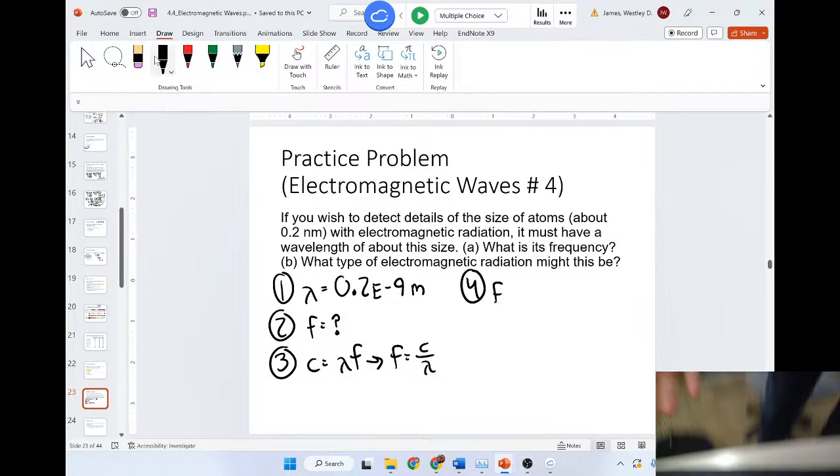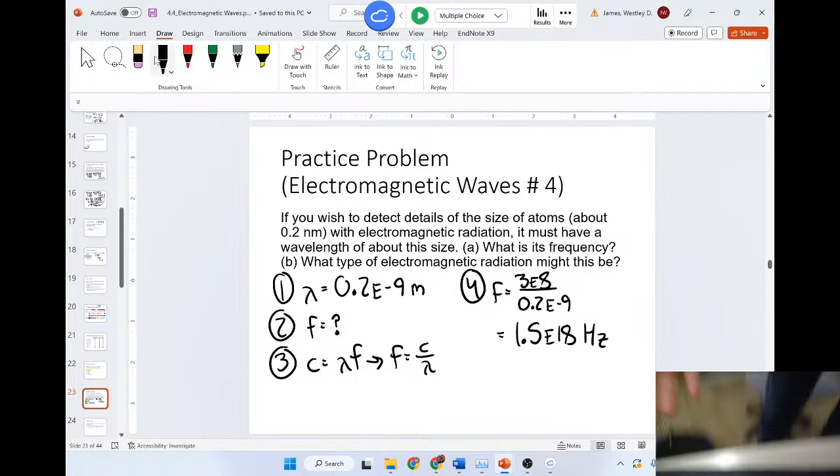c is 3 times 10 to the 8. It's a handy number to know. It's not too bad to remember. If I can remember it, that's a pretty good sign. All right, it's all plug and chug. 3e8 divided by 0.2e-9. And we get a frequency that is very big: 1.5 times 10 to the 18 hertz.